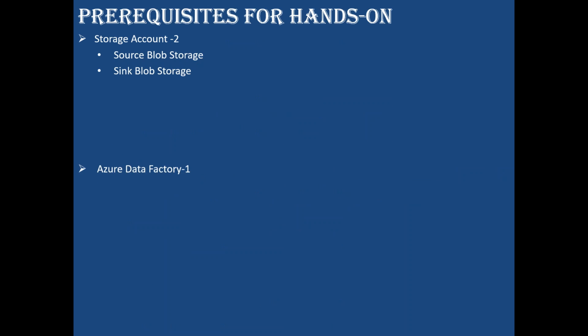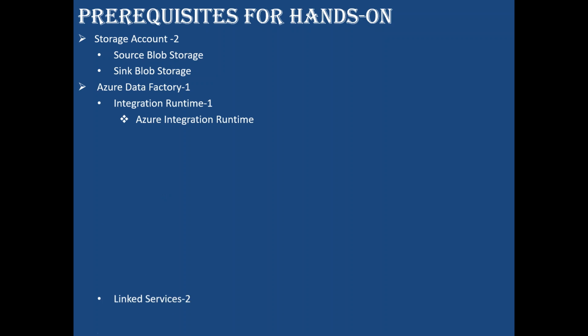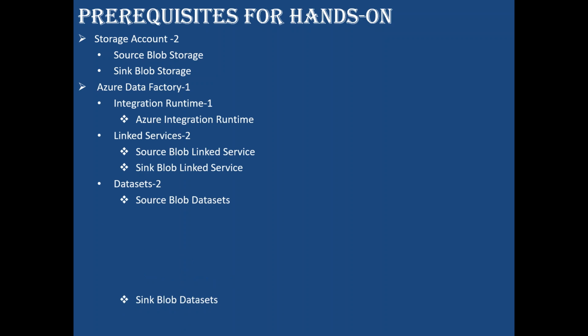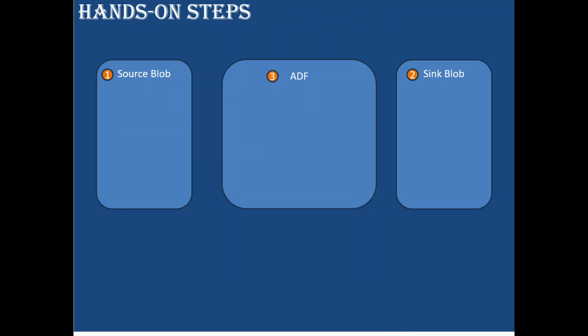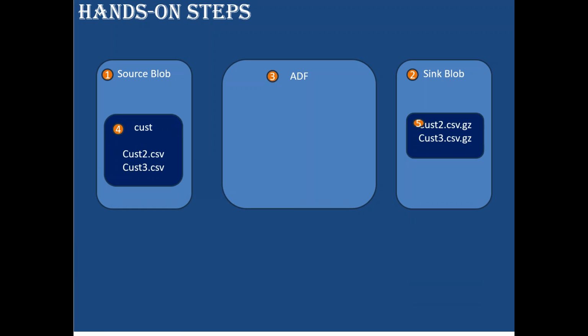For this I need two storage accounts, source blob and sink blob; on ADF, an integration runtime, two linked services, two datasets, one copy activity, and one pipeline called ingestion pipeline. In the hands-on steps, there are three services which I need: source blob, sink blob, and ADF. On the source side, I'll create a source container and upload some files.